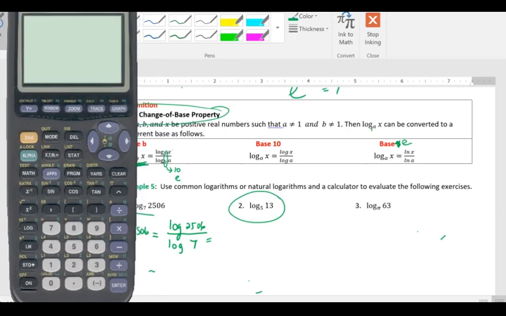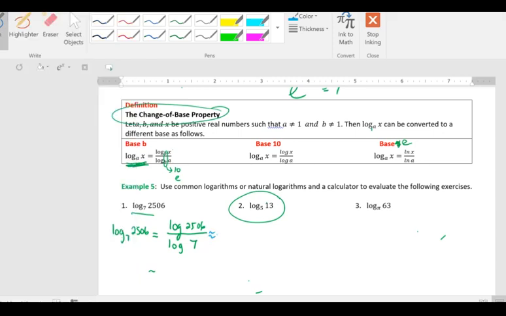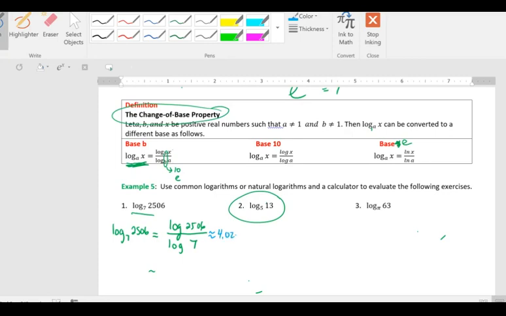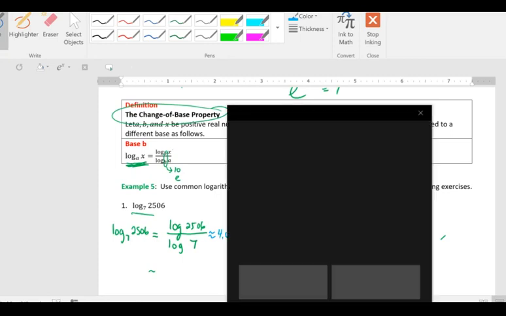So I'm going to have log 2,506, I'll put parentheses, divided by log of 7. Enter. So my answer is approximately 4.02. And you can round if it asks you to round.